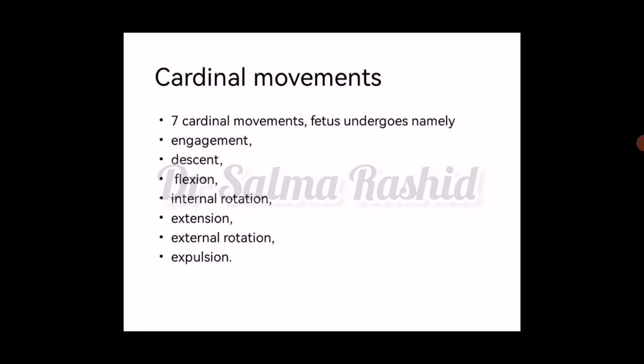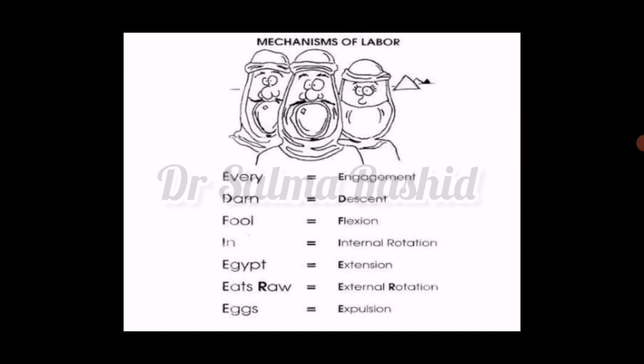Now, cardinal movements. The 7 cardinal movements the fetus undergoes are mainly engagement, descent, flexion, internal rotation, extension, external rotation, and expulsion. Although these movements are simple, sometimes we mix up the sequence of these movements. So I have put the mnemonic here. In this way, you can easily remember the sequence of the movements. Mnemonic is: every dawn fool in Egypt eats raw eggs.